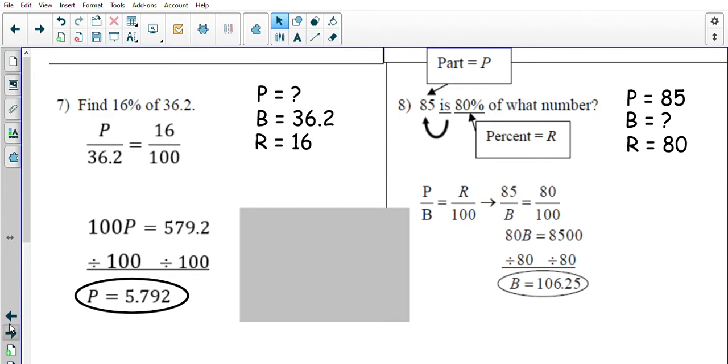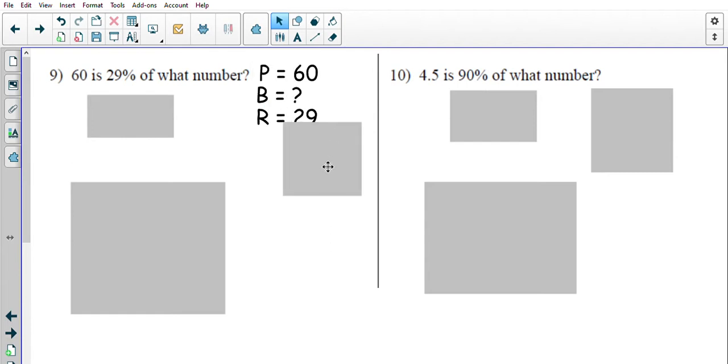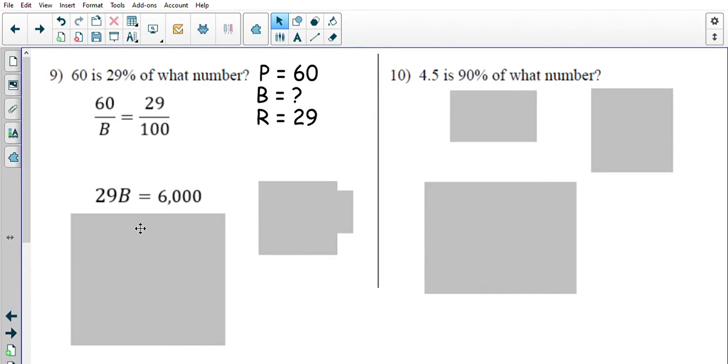All right, let's try some of these. Number 9. 60 is 29% of what number? 29 is obviously R. 60 is my part, B is my unknown. So for P over B, we're going to have 60 over B equals 29 out of 100. Cross multiply, 29 times B is 29B. 60 times 100 is 6,000. Divide both sides by 29.